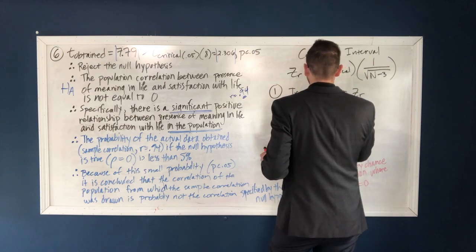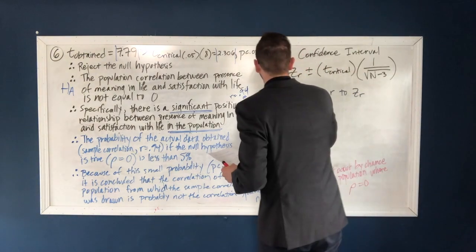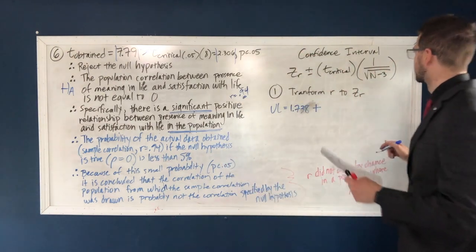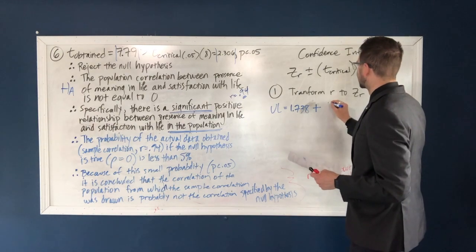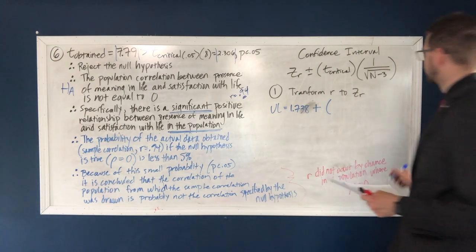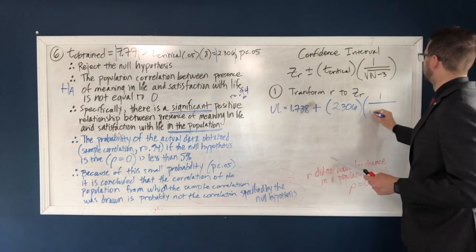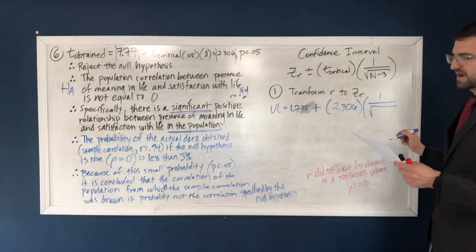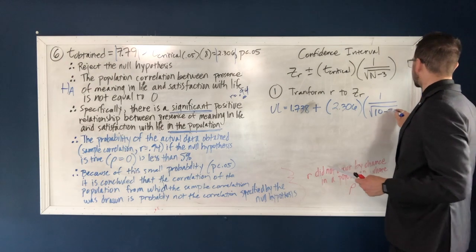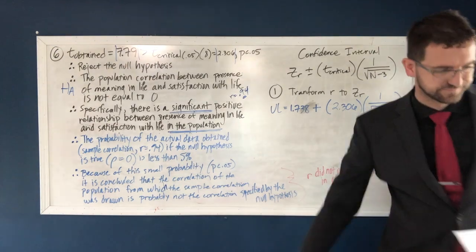Let's go ahead and break this equation apart. It says plus or minus, but when we say plus, we're creating the UL, or the upper limit of the confidence interval. And what's our T critical? So we found our T critical to be 2.306. Okay, 1 divided by the square root of n minus 3. Well, n would be the number of participants, so 10 minus 3. Okay, so there we have our upper limit.